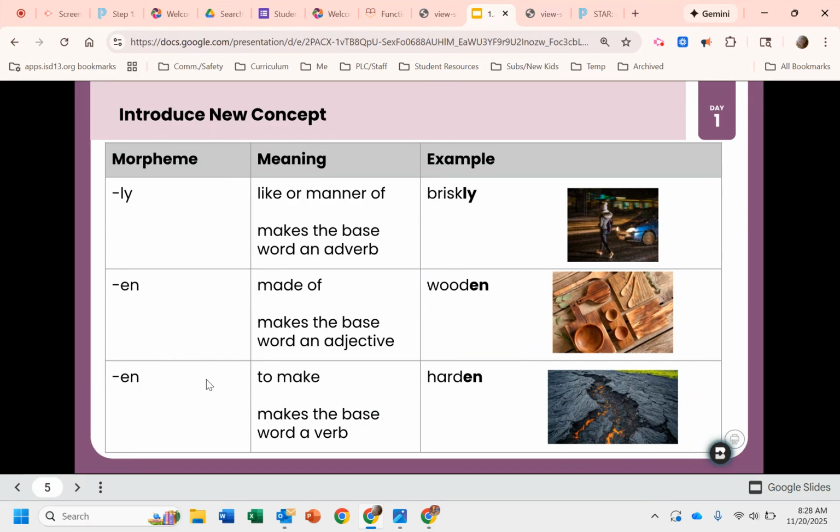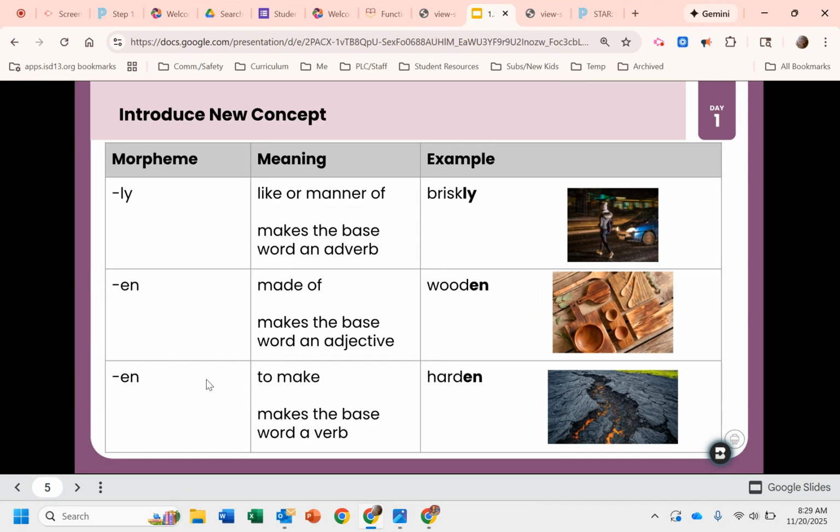When the morpheme n or en is added to a base word, the word becomes a verb that indicates the action of making or becoming. For example, the sentence is, the cake will harden if you leave it out overnight on the counter. Harden is the verb. The suffix n can also make the base word an adjective that describes a noun or a pronoun. For example, the sentence is, the bench is wooden. Wooden is an adjective telling us what kind of bench. Since you have already worked with words that have the suffixes ly and en in our warm-up, let's review them now.